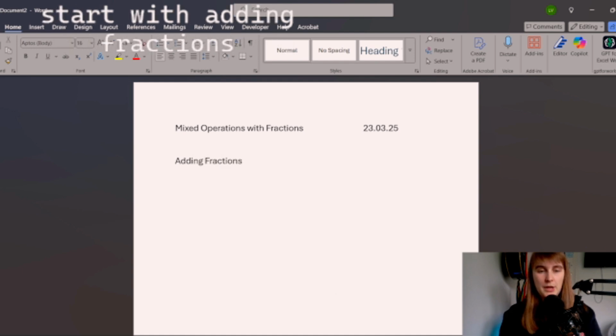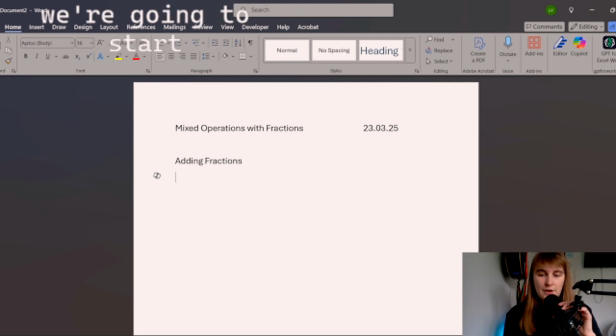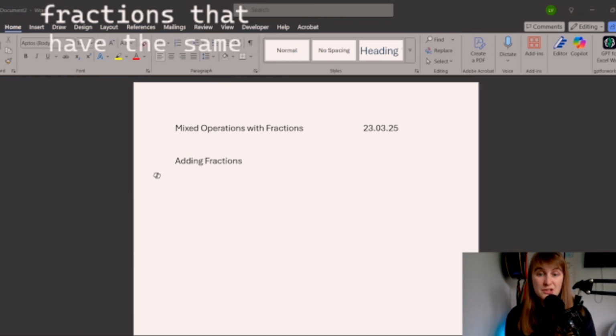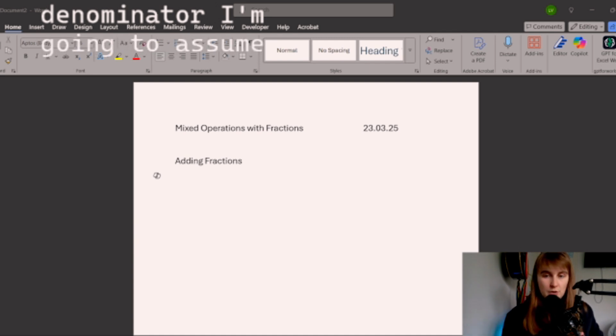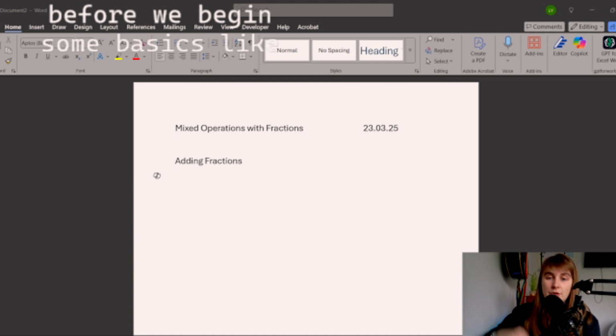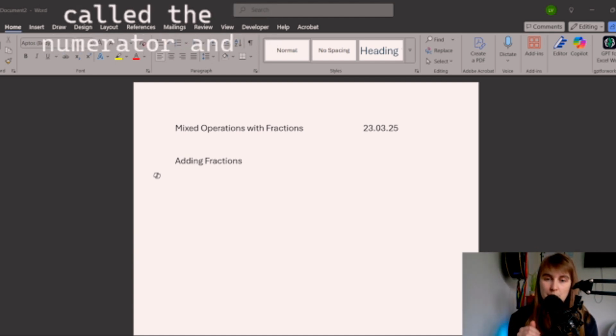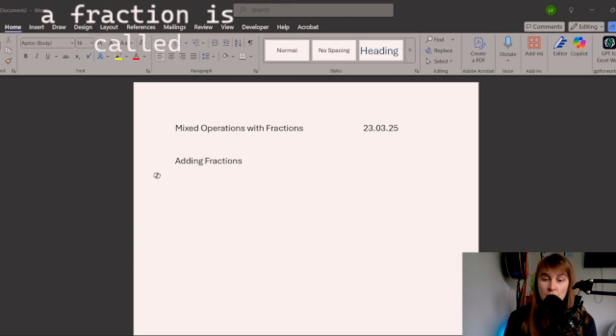We have that as our subheading. So we're going to start with adding fractions that have the same denominator. I'm going to assume some level of knowledge here before we begin. Some basics like knowing that the top number of a fraction is called the numerator and the bottom number of a fraction is called the denominator.